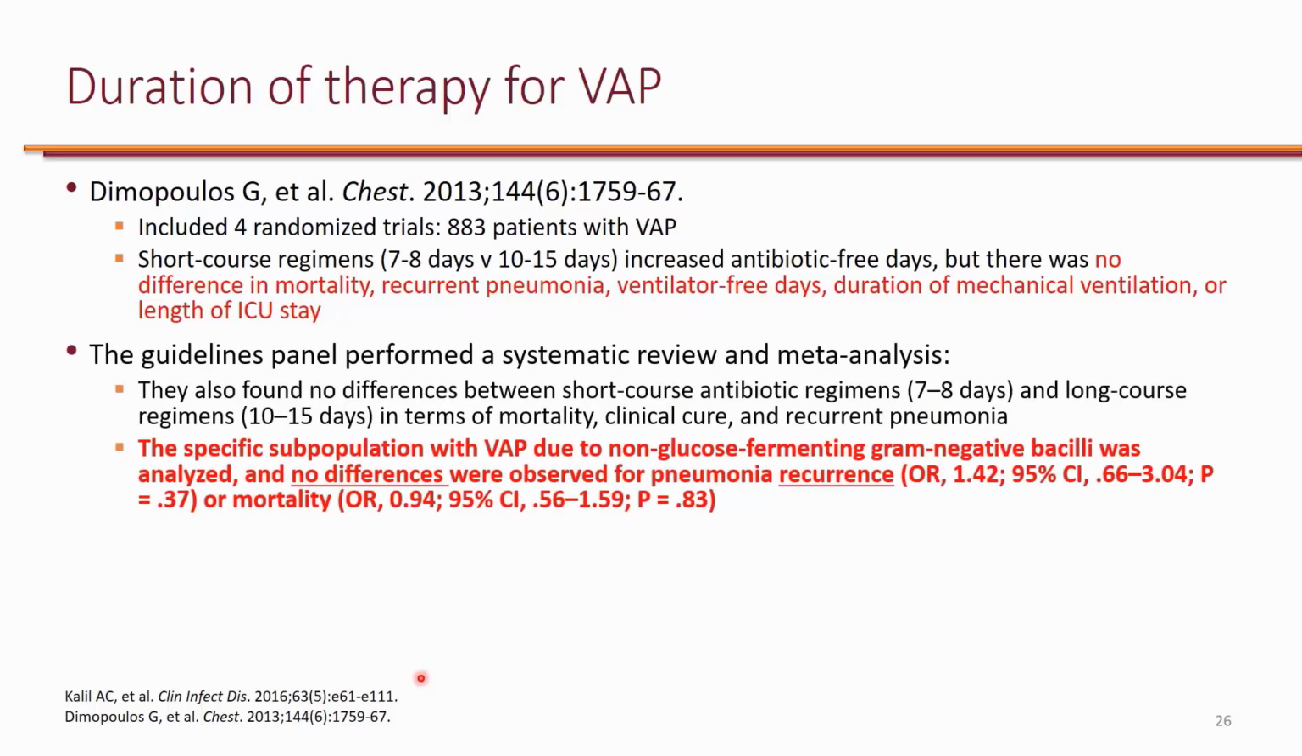So what happened in 2016 when the IDSA guideline came out is that the panel actually did their own systematic review and meta-analysis, and they found that the specific subpopulation with VAP due to non-glucose fermenting gram-negative organisms was analyzed, and no difference was observed for pneumonia recurrence.